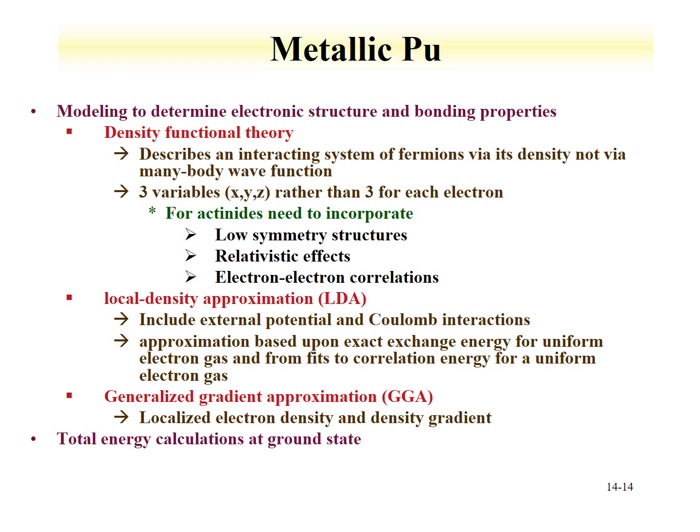Some of the methods for understanding and modeling plutonium metal are briefly described here. Density functional theory has been used. For the actinides, one needs to include low symmetry structures, relativistic effects, and electron-electron correlations. Local density approximations have also been used, and these include some potentials and Coulomb interactions. And then there's a generalized gradient approximation, which uses localized electron density and density gradients.